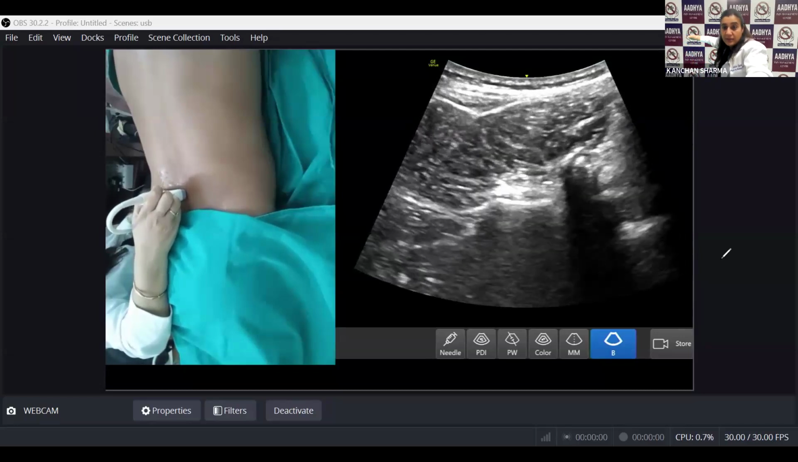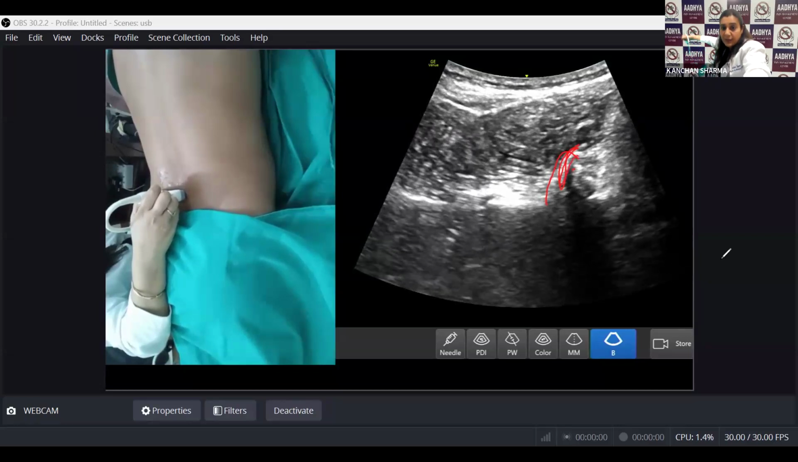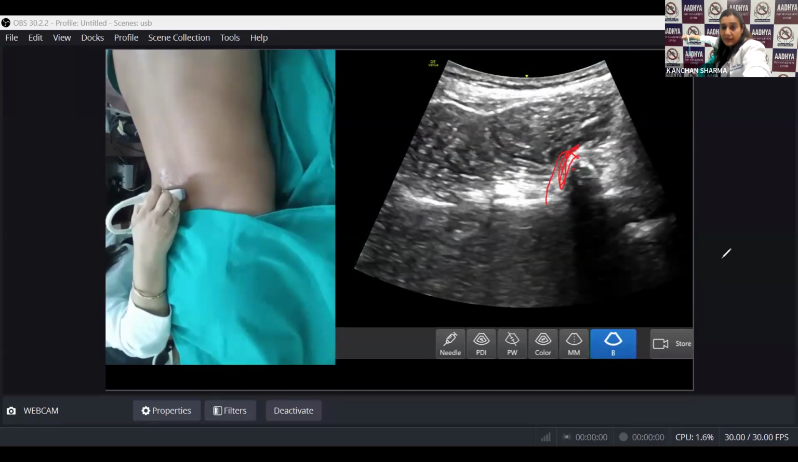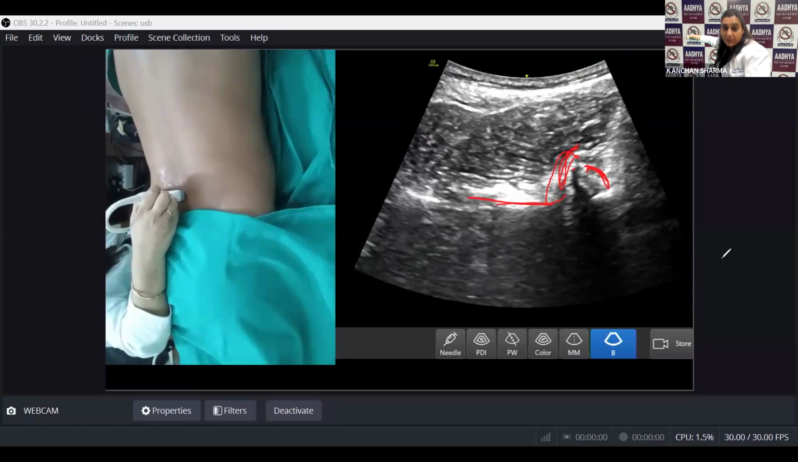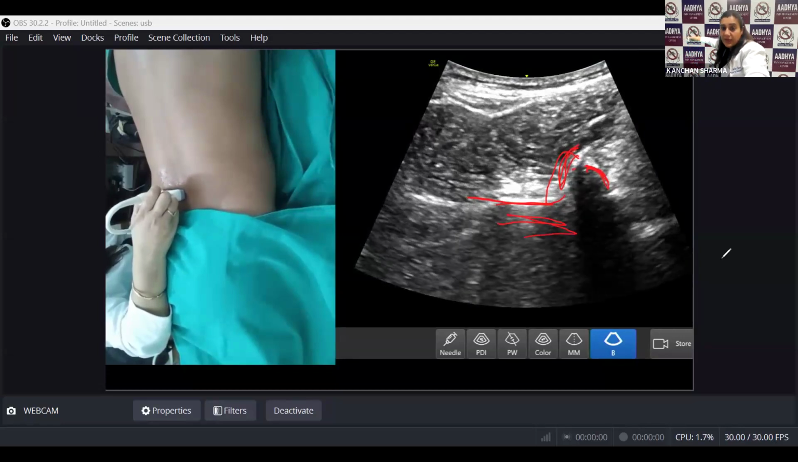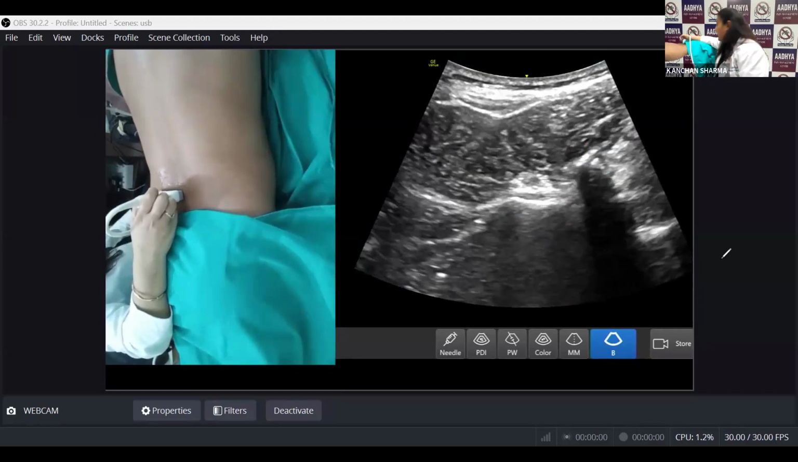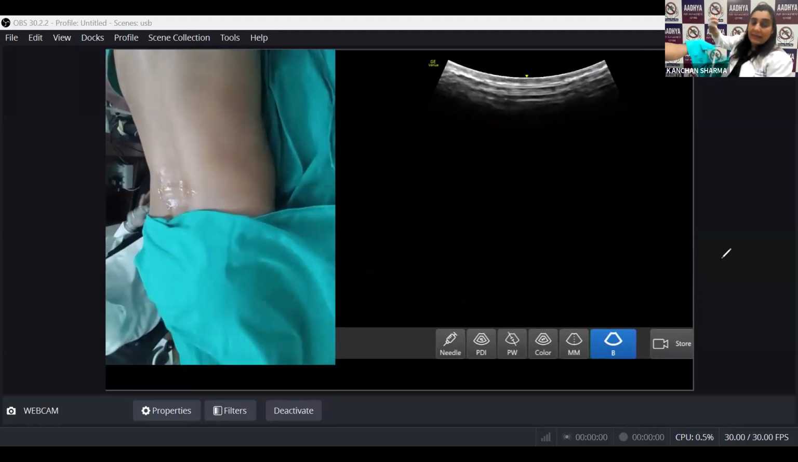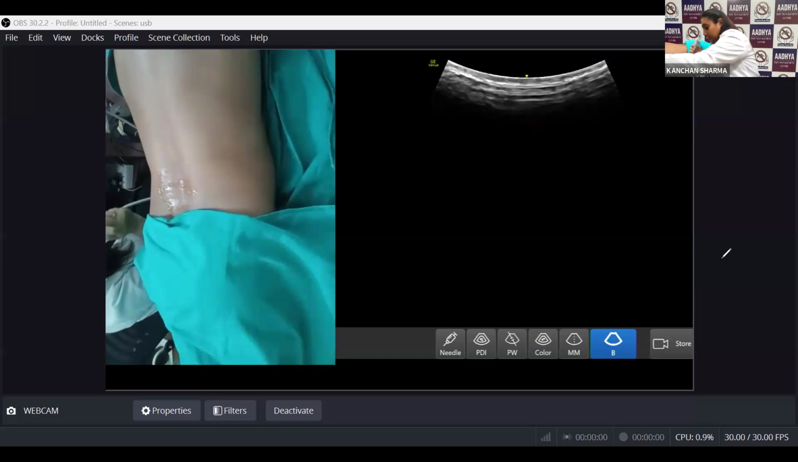This is the superior facet, this one, superior articular process, and this is your inferior articular process. This is your transverse process. And how will you know that this is the transverse process? It casts an acoustic shadow here. So this is spinous and the interspinous window. Then quickly we'll see the spinous process, how they look.